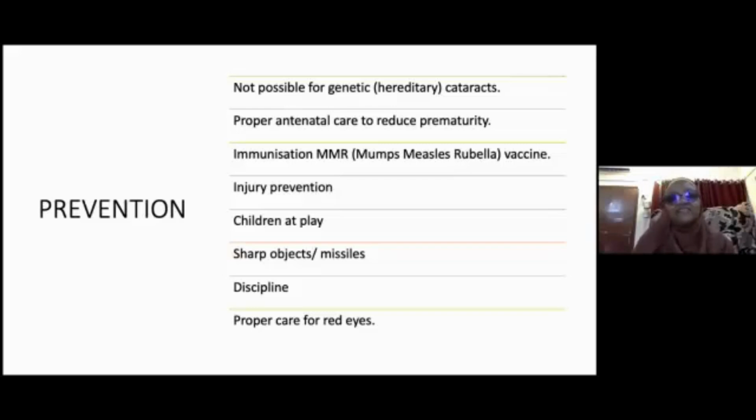And so we need to find alternative disciplinary measures that do not involve physical punishment because this can lead to cataract. We need to have proper care for red eyes. So oftentimes people have red eyes and then everyone feels, oh, it's a simple thing. There's no end to the list of things people put in their eyes: honey, sugar, salt, urine, feces, breast milk, kerosene, petrol, herbs, all sorts of things. And then even proper eye drops, but indiscriminately. You just walk into a pharmacy and you're just given a bottle of drops.